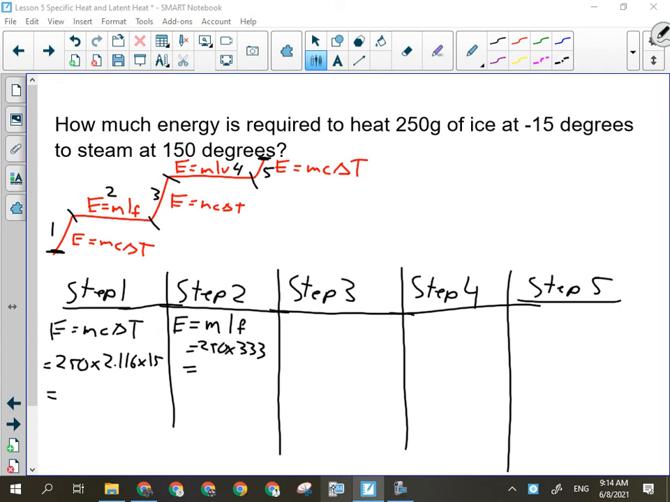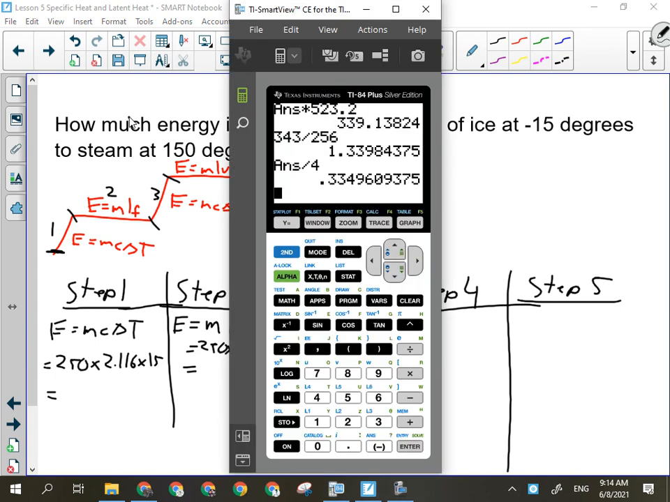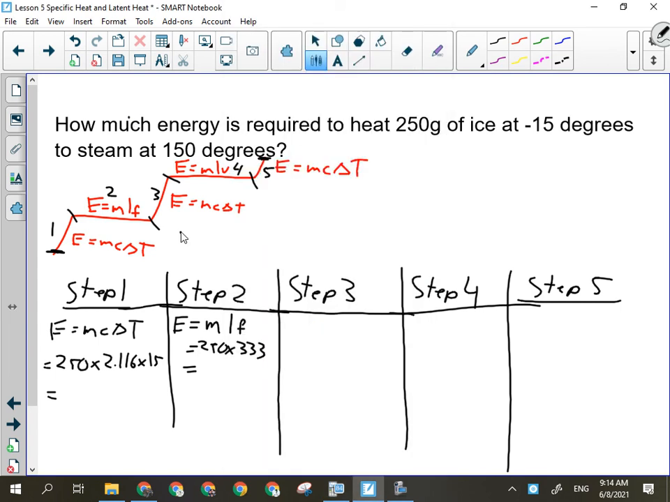All right, in step 3, at the start of step 3, I have liquid water at 0 degrees Celsius, because I've just finished melting all the ice. Now I'm going to continue to add heat, so the temperature of the water is going to increase to 100 degrees Celsius. Anytime there's a temperature increase, I use the formula that has temperature change in it, mc delta T.